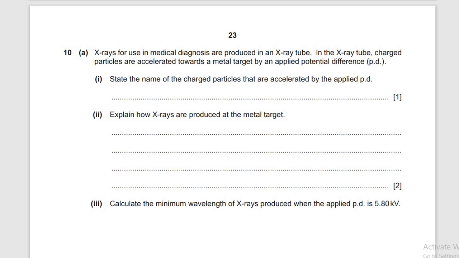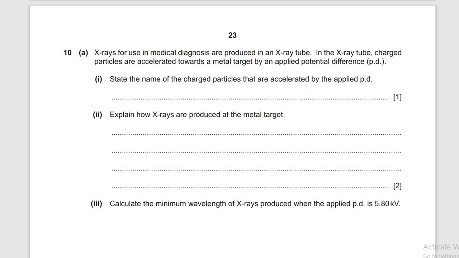X-rays for use in medical diagnosis are produced in the X-ray tube. In the X-ray tube, charged particles are accelerated towards the metal. Charged particle, probably electron. That's electron anyway. Toward the metal target. Metal target is the anode, and the metal target is an atom. By an applied potential difference.